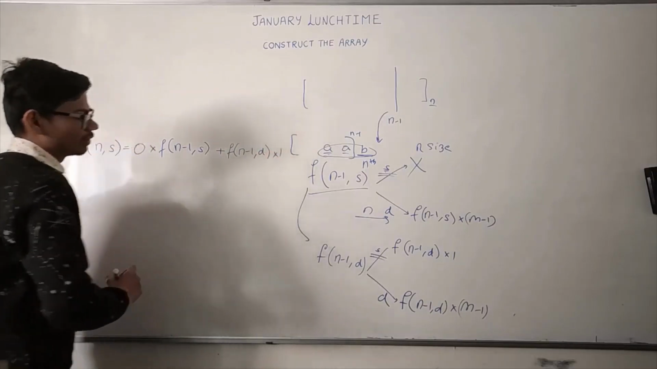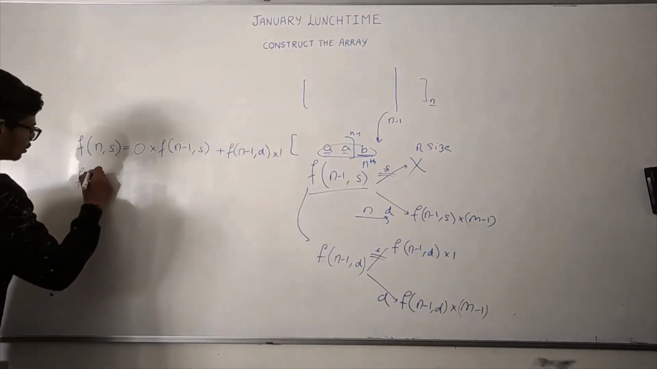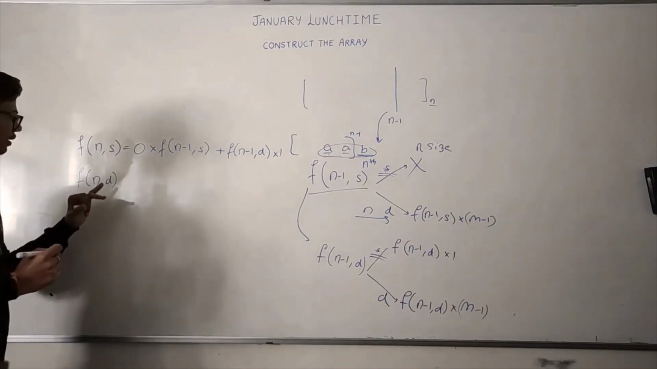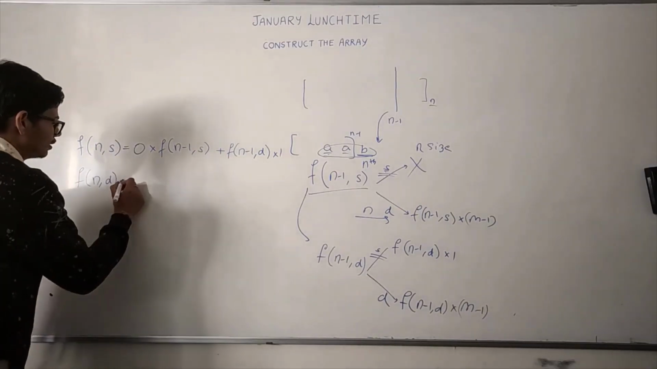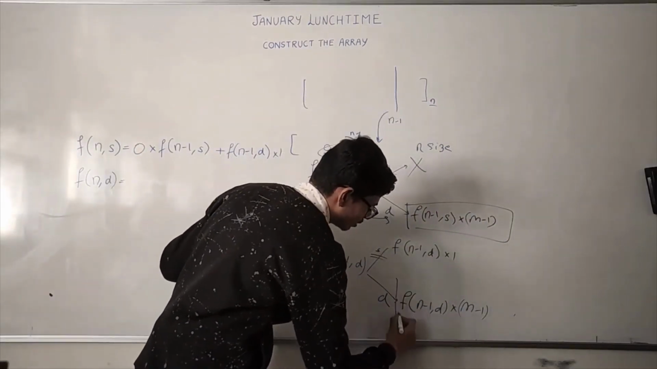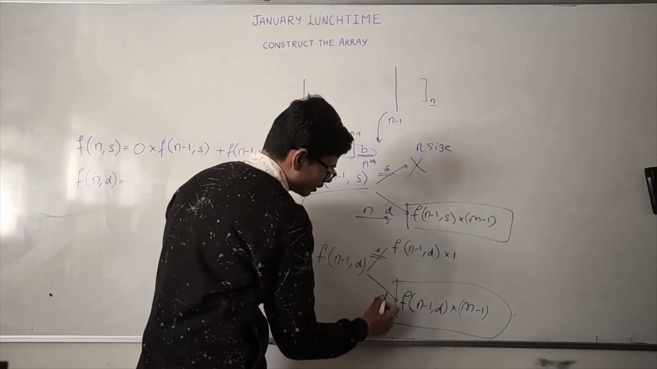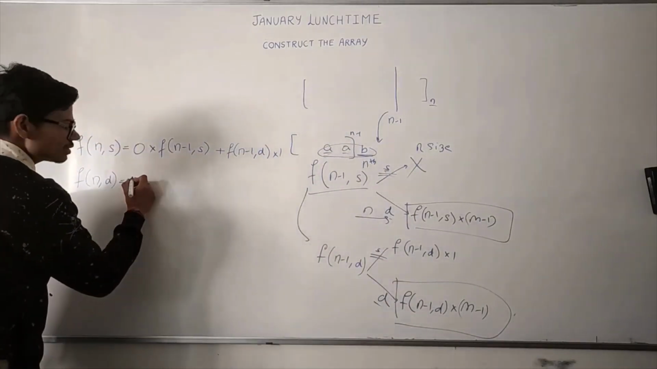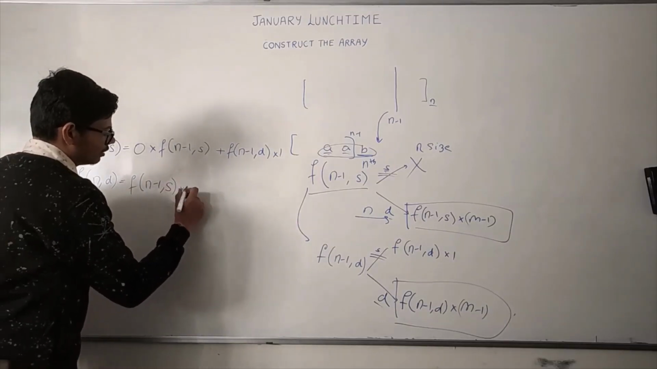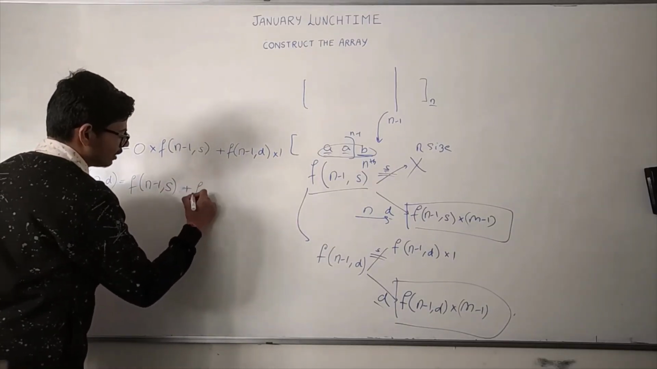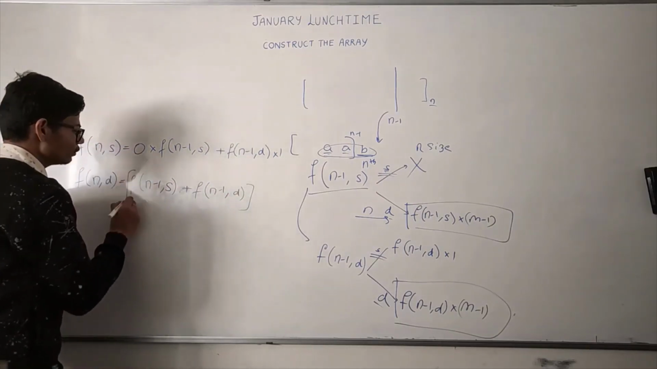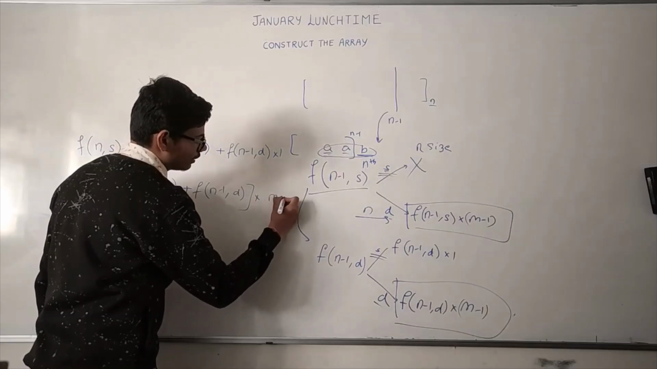d into 1. Now the second solution is f of n comma d when the size of the array is n and the last two elements are different. So it can be written as these two solutions in which last two elements are different. So it can be written as f of n minus 1 comma s plus f of n minus 1 comma d into n minus 1.